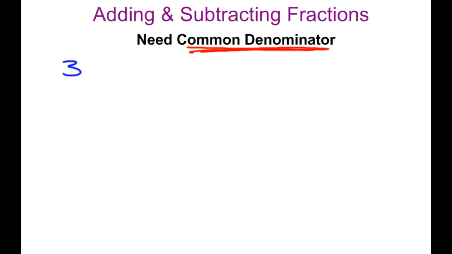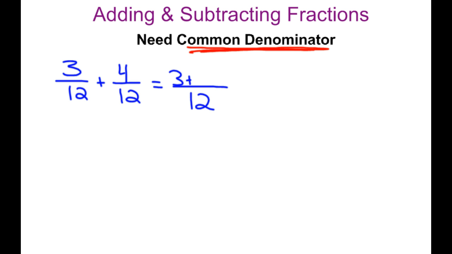If we wanted to add 3 over 12 plus 4 over 12, we have a common denominator of 12, so we bring the denominator along and we simply perform the operation on the numbers in the numerator. So 3 plus 4 is 7, we get 7 over 12.